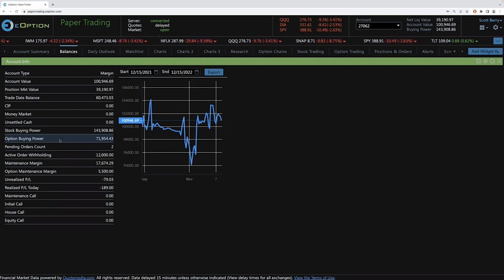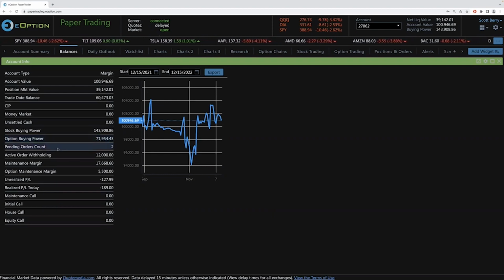Again, the day trading buying power would only be used for day trades. These 2 buying powers are what you can hold overnight. The day trade buying power is for intraday only. So I am currently able to buy 143,000 of margin eligible securities. That's securities that are over $3. If I was to buy an option or a stock that's under $3, then you would need to use the option buying power.